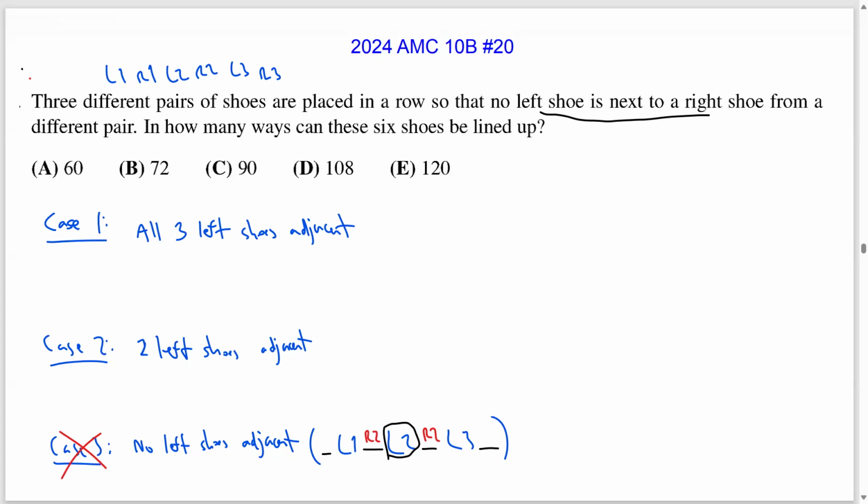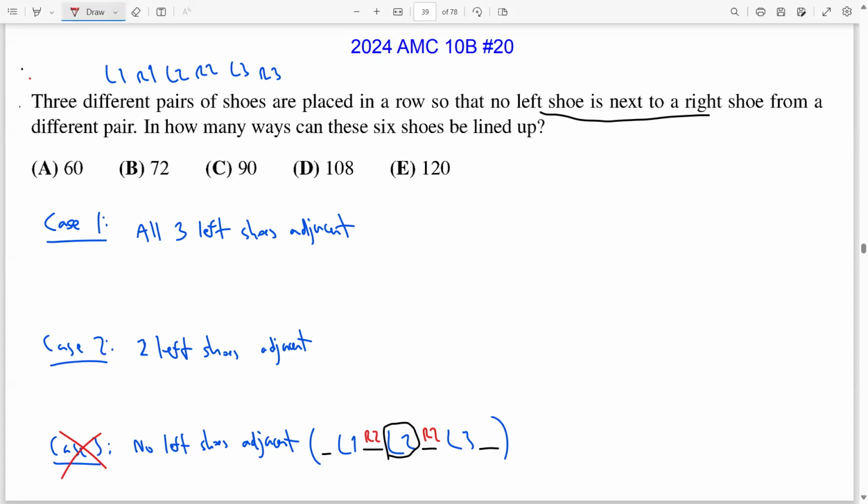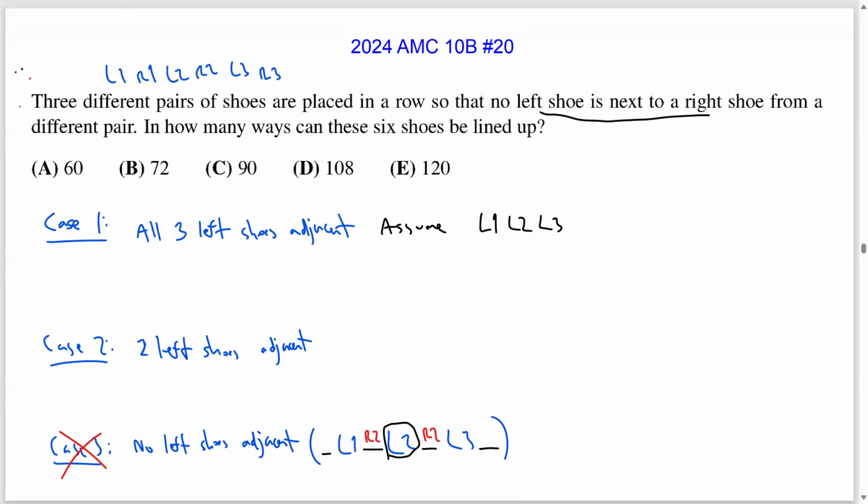So now let's look at case 1, where all 3 left shoes are adjacent. We're going to make a simplifying assumption, and then we'll see why. I'm going to assume that the left shoes are positioned such that L1, L2, L3 are all adjacent and in that order. The idea behind this is that I can count the number of ways where L1, L2, L3 are adjacent in this way, and then multiply by 6 to account for symmetry.